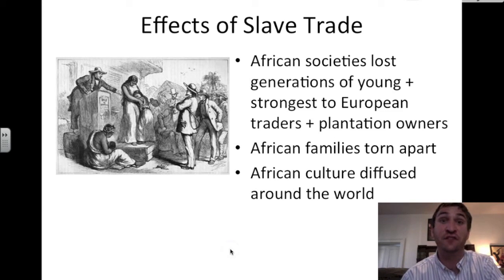What were some of the effects of the slave trade? Well, African societies lost generations of their youngest and strongest to European traders and plantation owners who were taking the best to their plantations. This is, as you see, a slave auction, and a mother and a daughter might get broken up here. And that's what also happened. African families were torn apart. Many slave owners did not buy families, they bought individuals and treated them all like property. Another effect of the slave trade was that African culture diffused around the world, to Europe, to South America, to the Caribbean, to North America. So the music and the food of different African groups were spread and diffused.